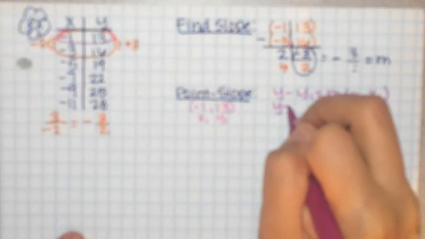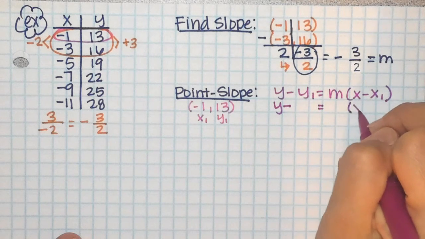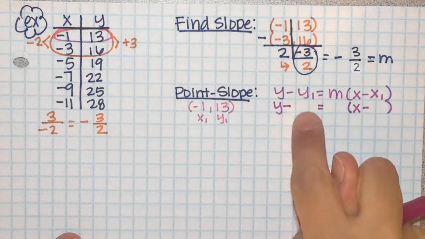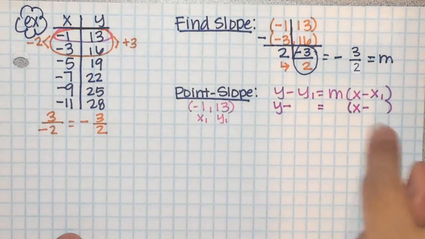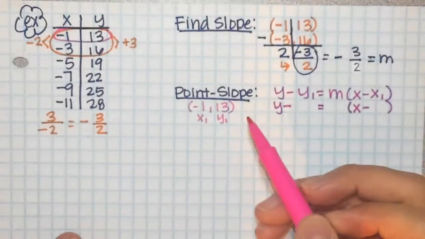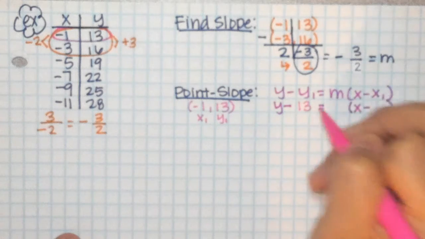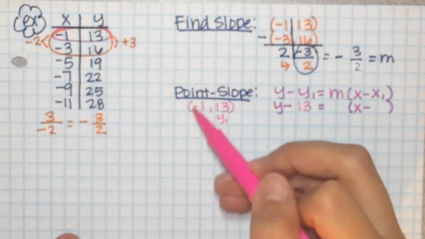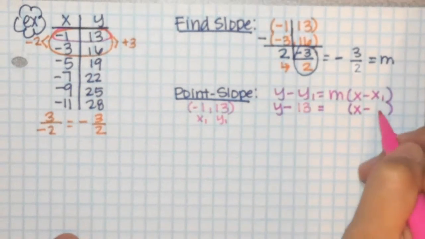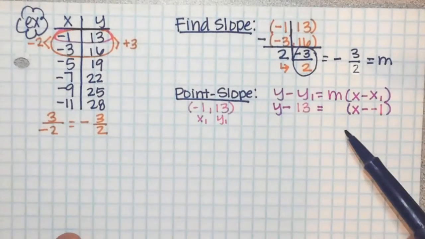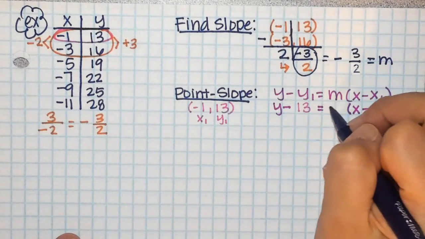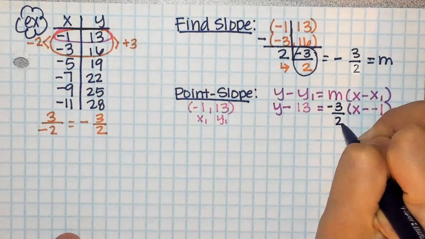So we have y minus something equals something, parentheses, x minus something. We are going to put something in those somethings. My first one's my y1, in this case 13. And we already have x1 over here, so I'm going to go ahead and put it over here, -1. Again, notice I did minus a negative. Last, m is slope, which we found up here, -3/2.